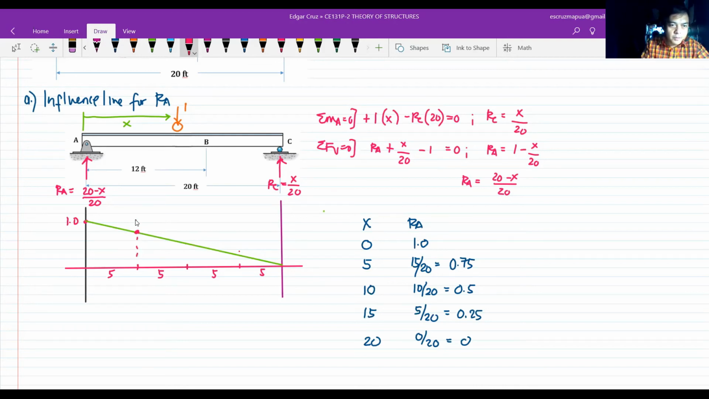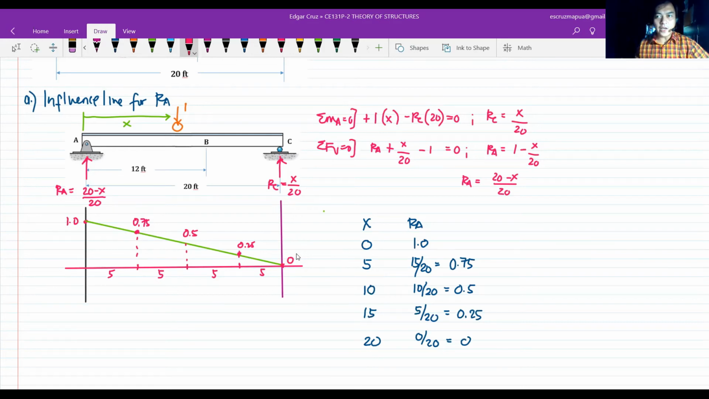No? So, this is 0.75. At x equals 10, ito yon. It's 0.5. At x equals 15, ito yon. And that's 0.25. And at x equals 20, dito yun, so 0 yon. So that is now the influence line for RA.